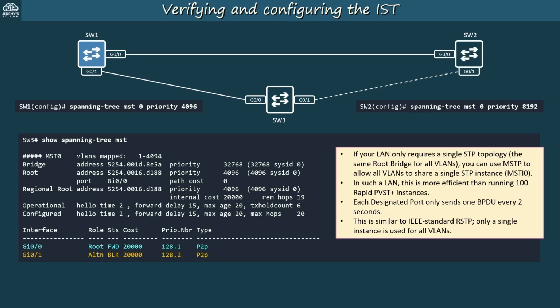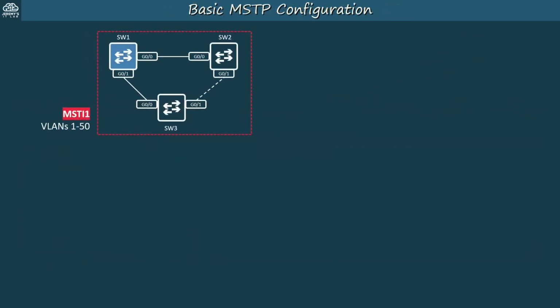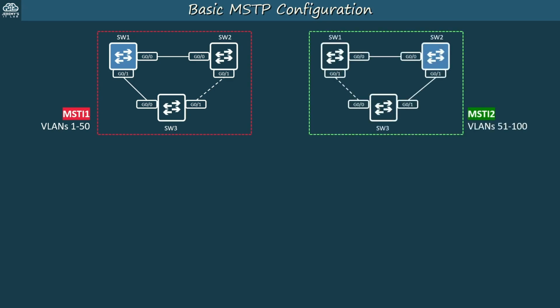However, let's take advantage of MSTP by splitting up the active VLANs into two new MST instances. We will assign half of the VLANs, VLANs 1 to 50, to MSTI1, with switch 1 as the root bridge. And we will assign the other half, VLANs 51 to 100, to MSTI2, with switch 2 as the root bridge. First, let's configure the root bridge of each instance.